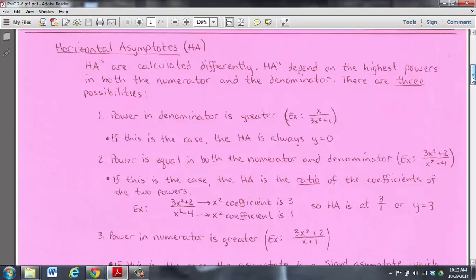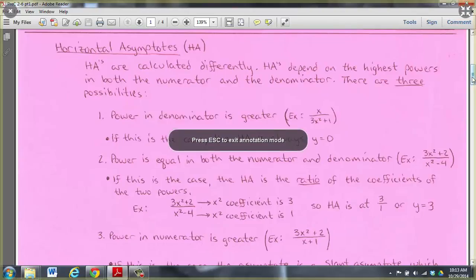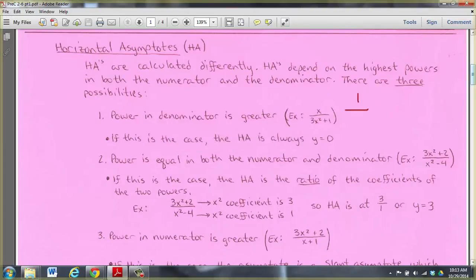So if you notice in the example that I have here, power on top is 1, the power on the bottom is 2. So the denominator has the greatest power, and if that's the case, the horizontal asymptote is always at y equals 0. Another possibility is that the power is equal in the numerator and the denominator. So first the denominator is greater, now they're equal.